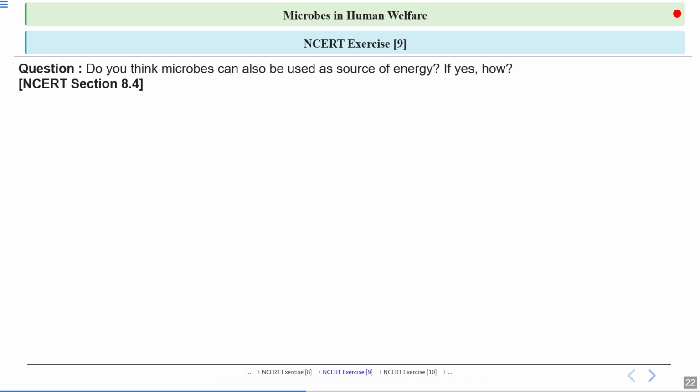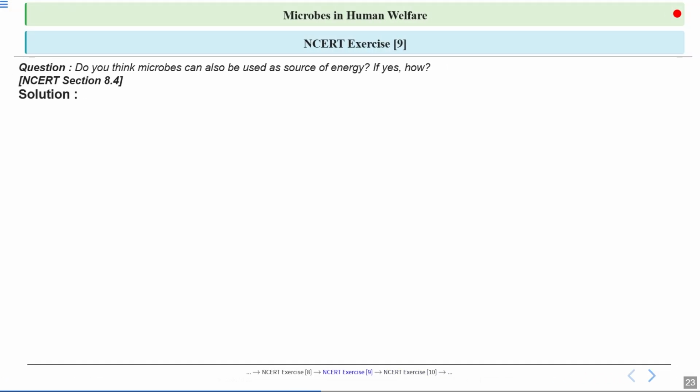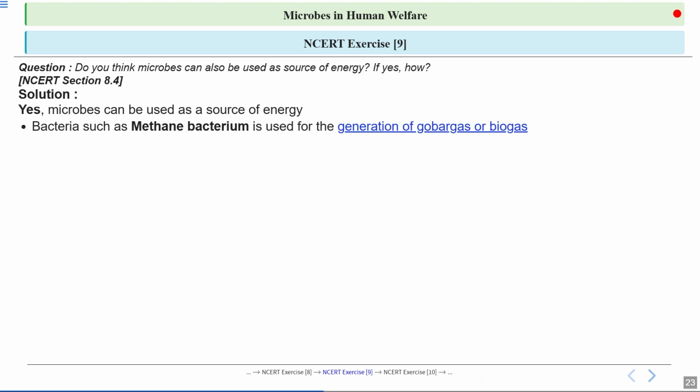Next question: do you think microbes can also be used as a source of energy? If yes, how? So let's have a look at the answer. Yes, microbes can be used as a source of energy. Bacteria such as methane bacterium are used for the generation of gobar gas or biogas.